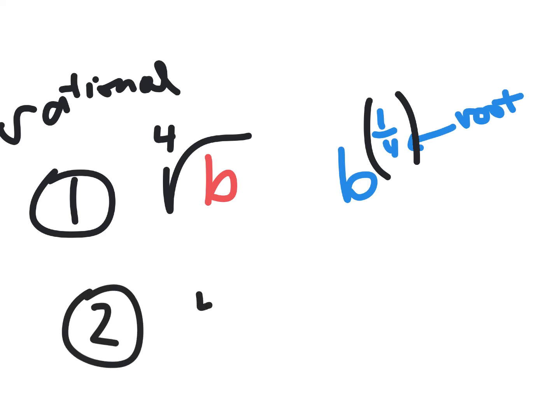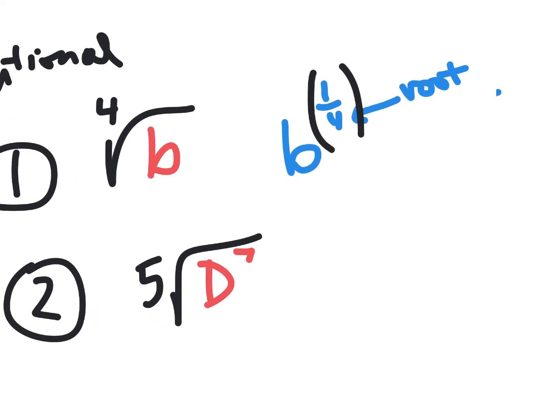The fifth root of d to the 7th. Ooh, got more tricky. Well, then I'll give you this hint. I bet your d looks different too, right? It looks like a lowercase d like this. Then it's d to the roots on the bottom, just like in plants.